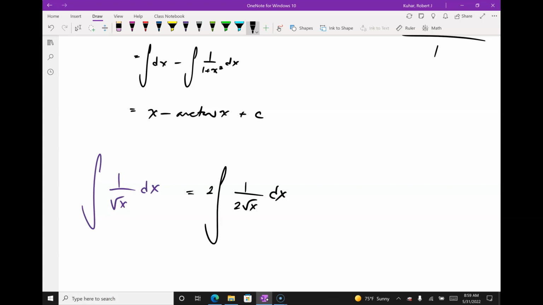and I can do this with constants. I can do it with coefficients. I cannot do it with variables, right? So then I recognize I have 2 square roots of x plus c.